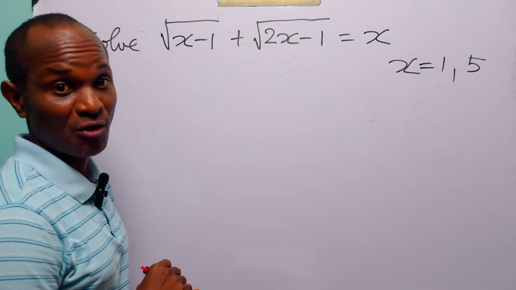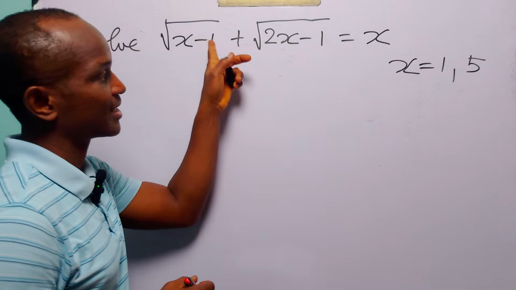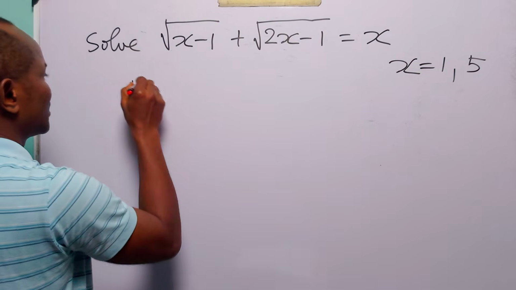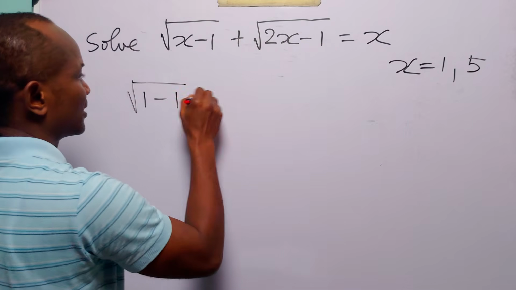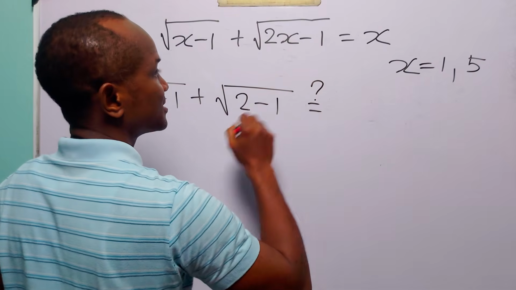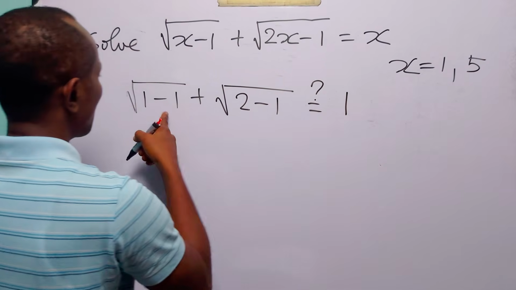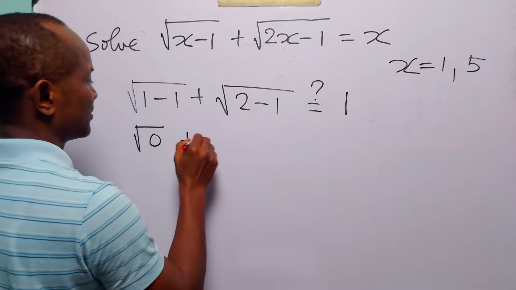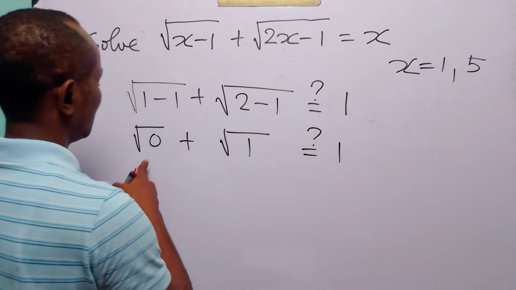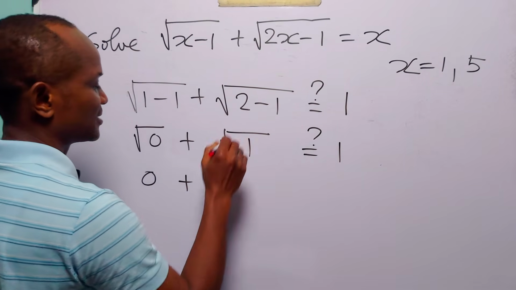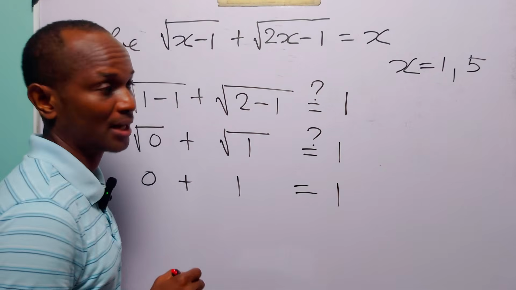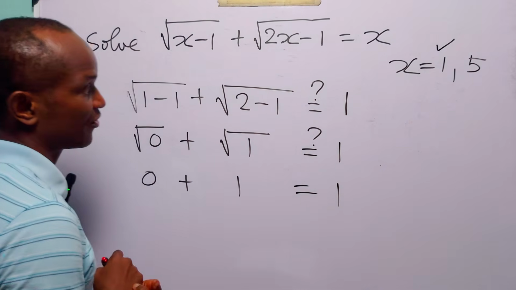Now, before we find the sum of the roots, let us make sure that both values of x satisfy the given equation. When x is equal to 1, we have the square root of 1 minus 1 plus the square root of 2 times 1 is 2 minus 1. Now, is this equal to 1? 1 minus 1 is 0 and 2 minus 1 is 1. Is this equal to 1? The square root of 0 is 0 and the square root of 1 is 1. And of course, 0 plus 1 is equal to 1. So this value of x is correct.